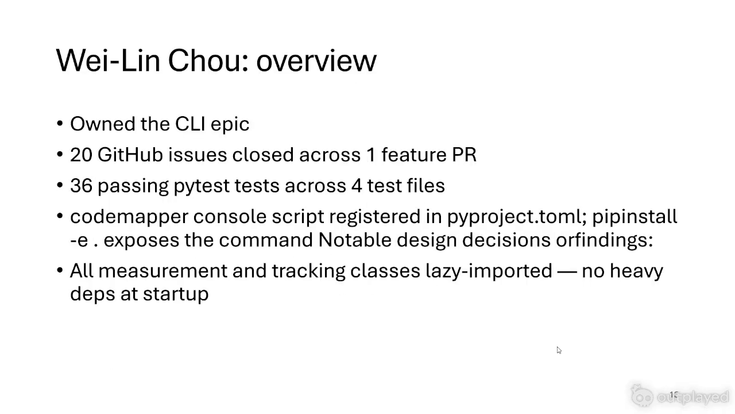So I'm up next. I own the CLI Epic, and I contributed over 20 GitHub issues and closed one across one feature PR. And I had overall 36 passing PyTest tests across four different test files and a code mapper console script registered in the PyProject TOML. And all measurement and tracking classes are lazy imported. No more heavy dependence at startup. It makes the code mapper run a lot better.